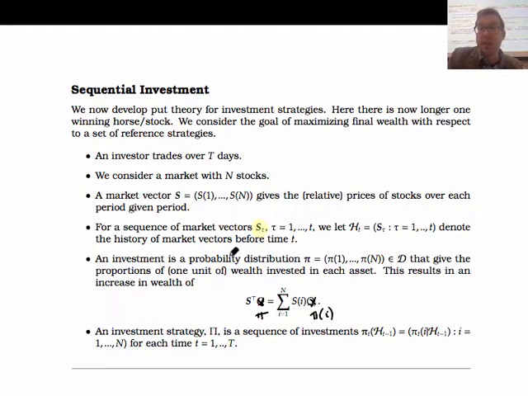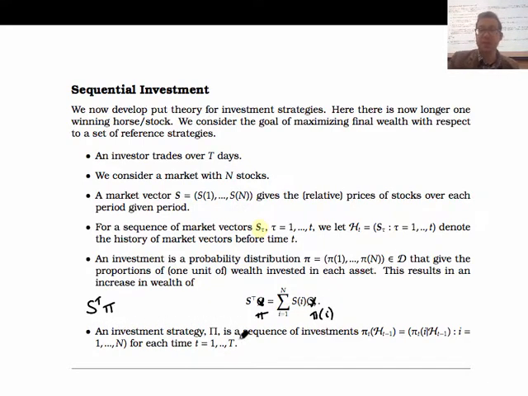So an investment is a probability distribution that gives the proportion of 1 unit of wealth invested in each asset. So you've got £1 or £100 or £1,000 or whatever, and you invest it in certain proportions into each asset. Notice that this results in an increase of wealth given by S of T dot producted with the vector pi. Why is that? Because pi I is the amount of money that I've got in asset I, and S I is the amount that it has been multiplied by. If I sum that up over all the stocks that I have, that's the total increase in my wealth.